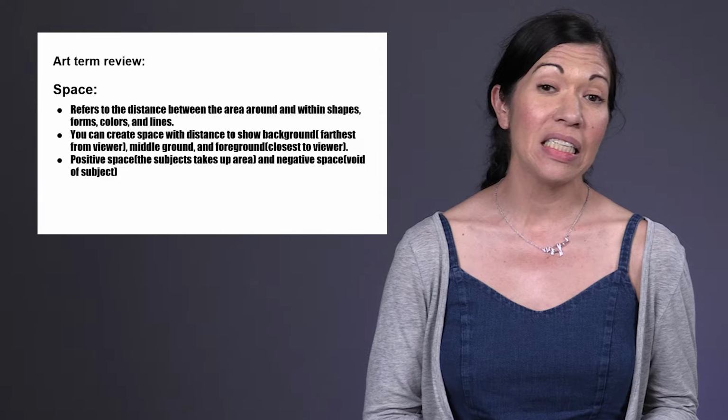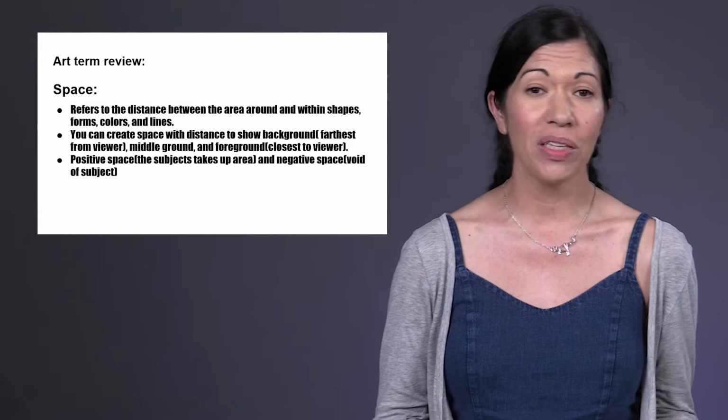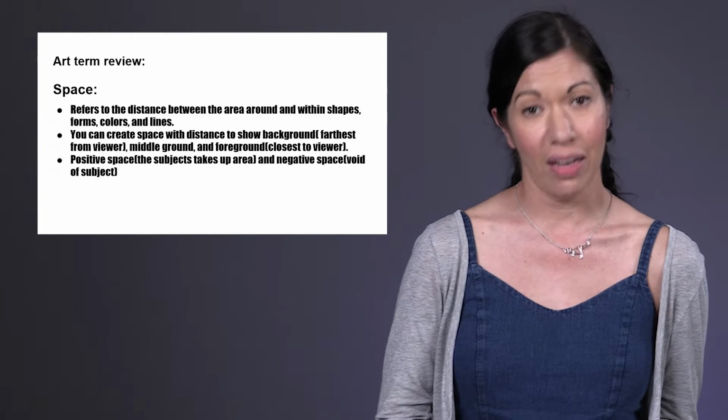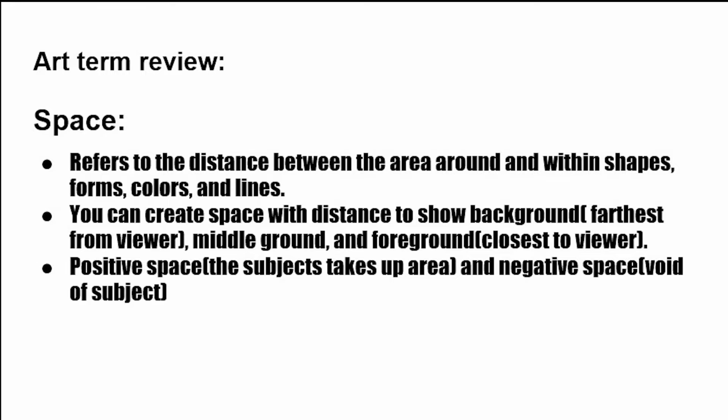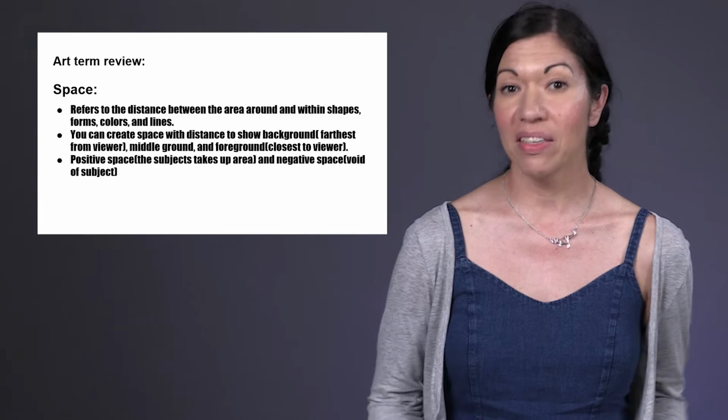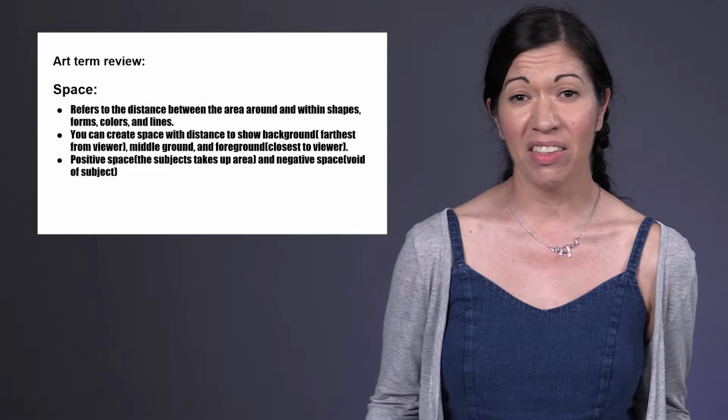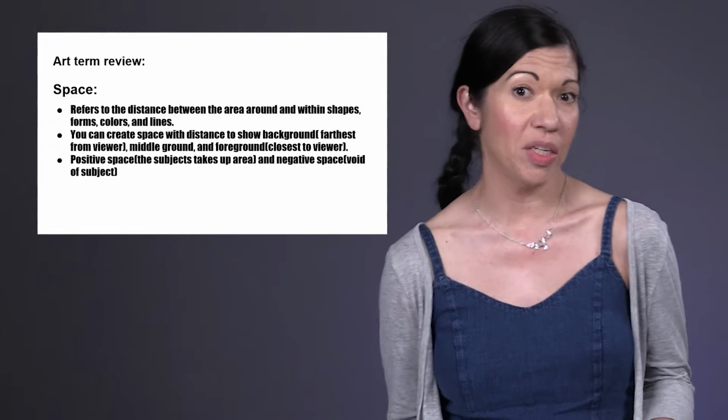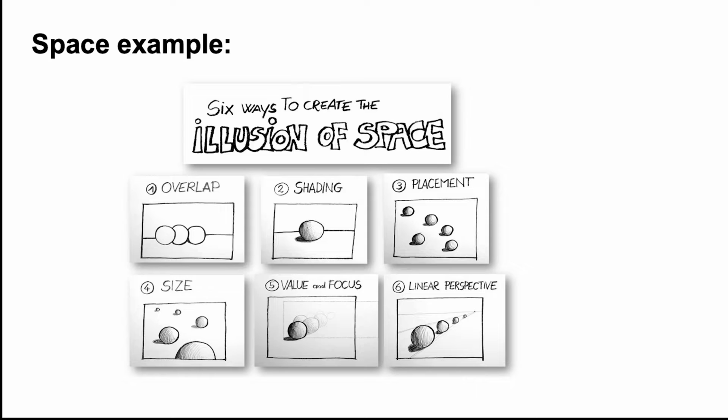Space refers to the distance between an area, around and within shapes, forms, colors, and lines. You can create space with distance to show a background, middle ground, and foreground. Positive space takes up an area, and negative space, of course, is void of the subject. This is an example of space. We can see overlap, shading, placement, size, value and focus, and linear perspective.